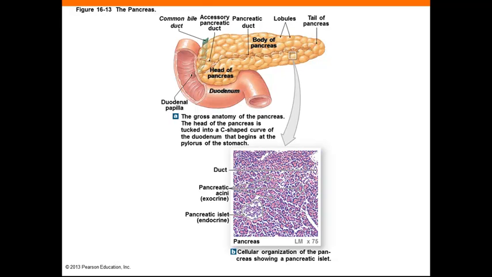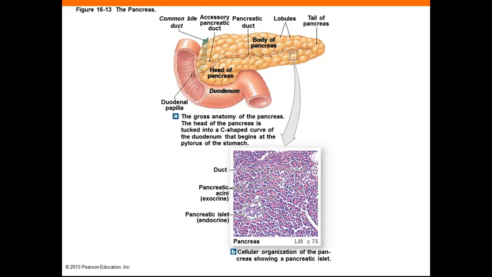So let's take a closer look at the pancreas. It lies behind the stomach and extends from the duodenum towards the spleen. It is retroperitoneal. Some of the major tissues and functions in the pancreas include the pancreatic islets, which are endocrine cells I told you about in the endocrine chapter.